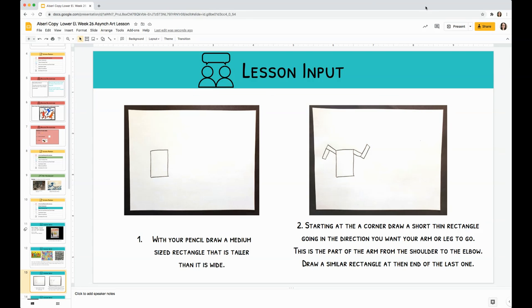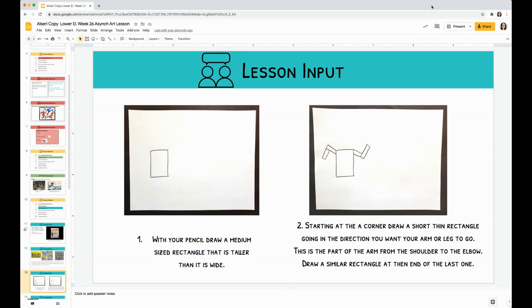This is another part where you're welcome to pause as you need to. The next few slides are the steps of how to draw your moving people. I will read the steps out loud to you, and if you want to pause it after each step and draw along, you sure can do that.